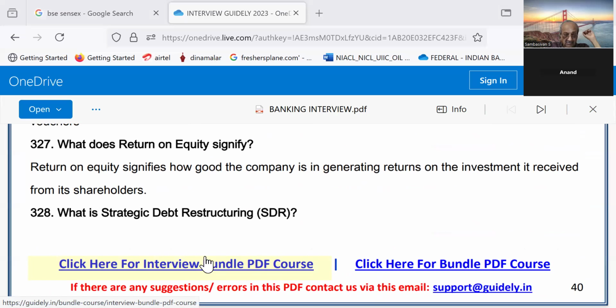What does return on equity signify? The return on equity signifies how good the company is at generating returns on the investment it received from its shareholders.